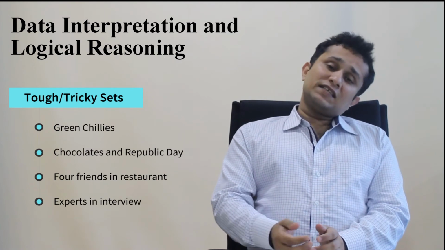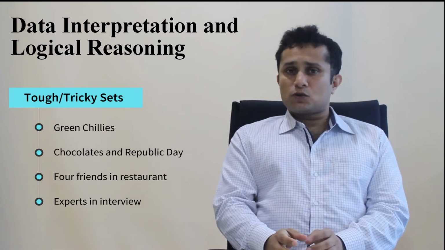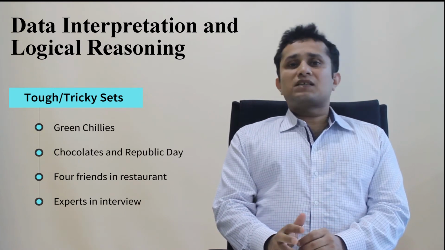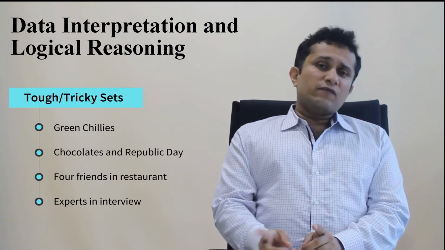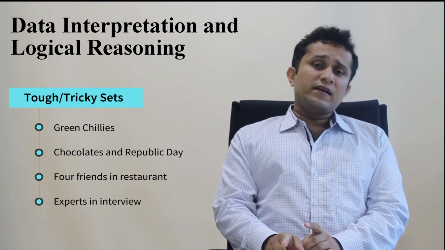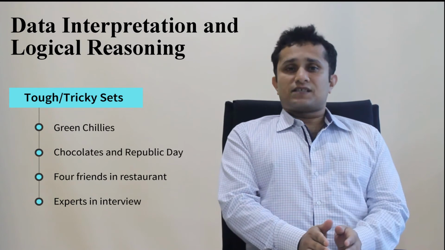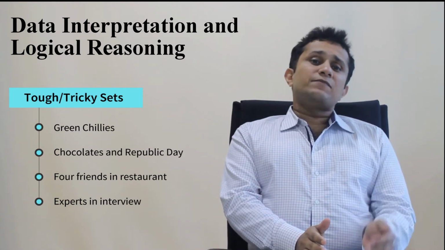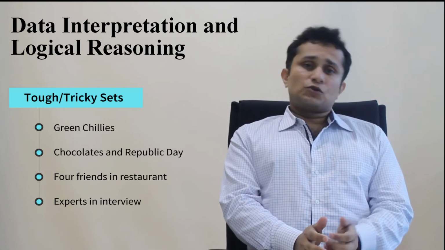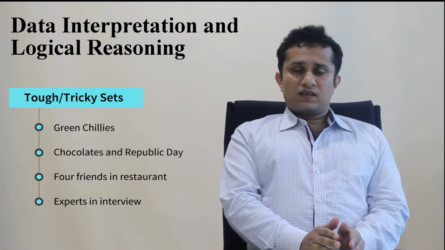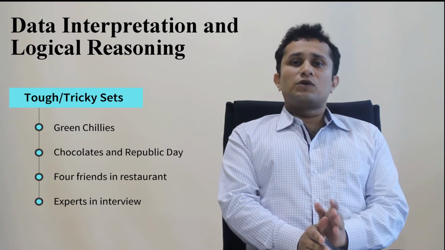There were 2 other sets, one on 4 friends in a restaurant and their orders, and one on experts giving marks in an interview. Possibly one of these 2 sets might have been attempted by some students because these were again those matrix type sets. But these were time consuming and slightly more complex. So if somebody had the comfort level, yes, they would find them doable. For an average student, this might look difficult.